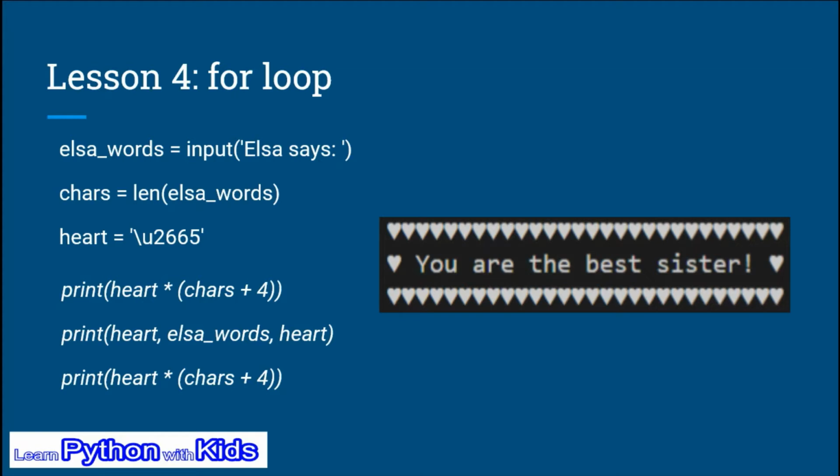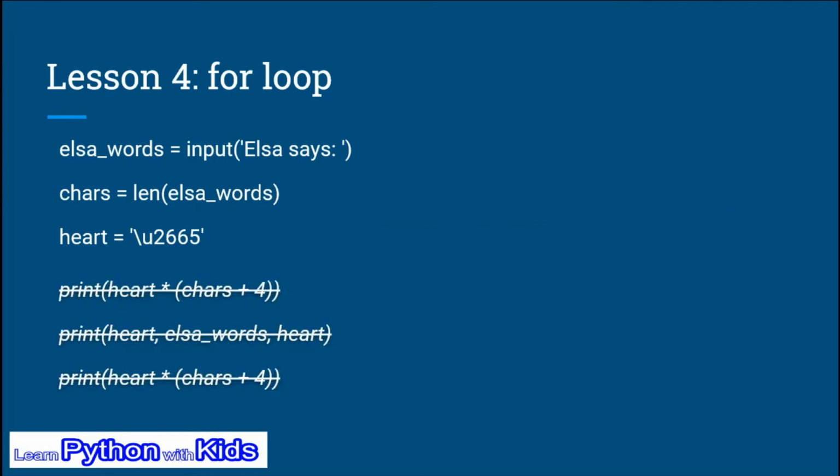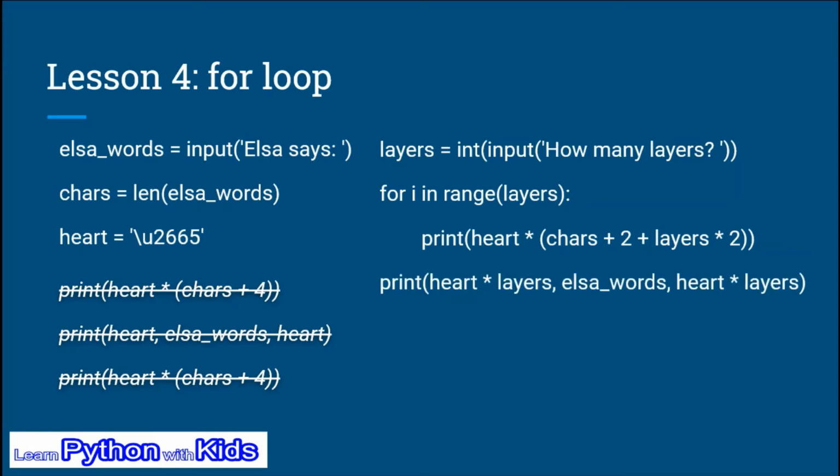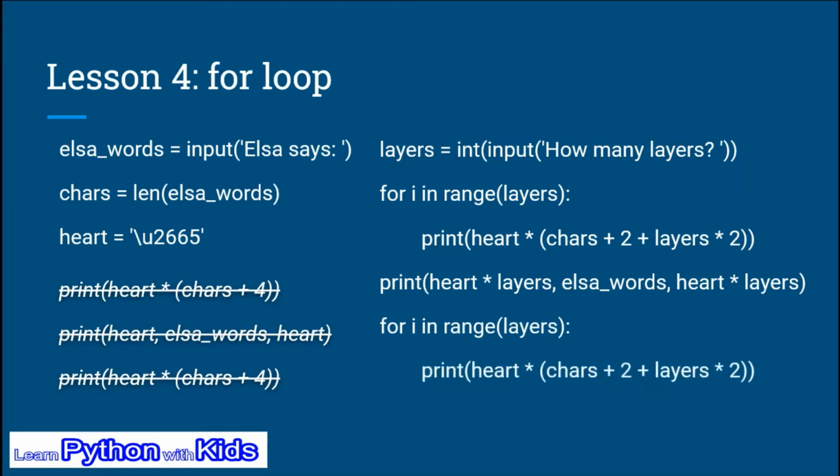Let's remove the prints first. First, we need to ask how many layers she wants, and convert the input string to an integer. Then we define a for loop to repeat layer number of times. Then print out the layers above Elsa's words. Then we print out Elsa's words. And then repeat the loop to print out the layers after the words.